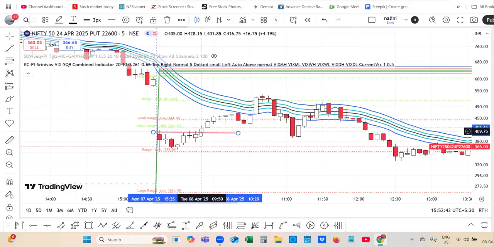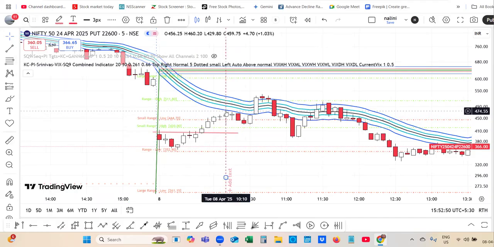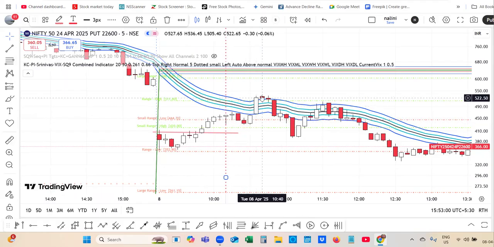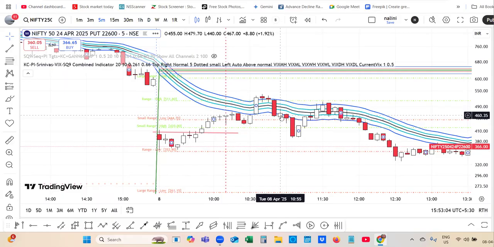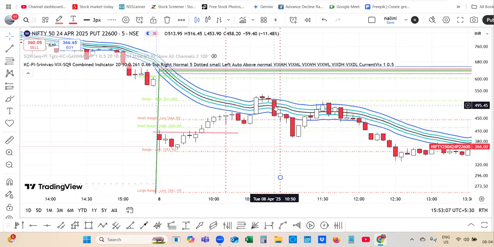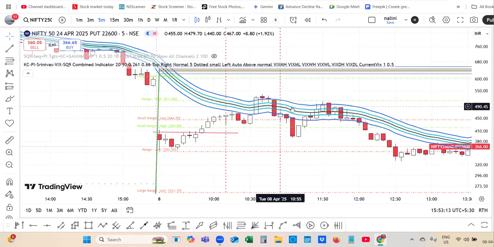Then 1, 2, 3, 4, 5, 6, 7, 8, 9, 10, 11. That is around 10, and then 11 and 19. Next comes the 19: 12, 13, 14, 15, 16, 17, 18, 19. By the time of 19, that means around 10:50, the market made a high and it is a double top around this one.